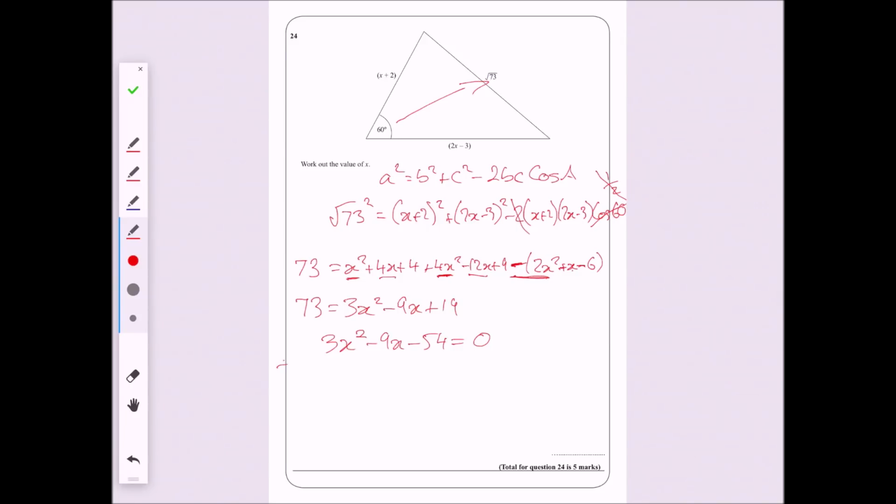Now, a little trick here is we can divide through by 3. These are all multiples of 3. So we'll get x squared minus 3x minus 18 is equal to 0. And that's factorisable, so that will go to x minus 6 and x plus 3, because minus 6 times 3 is minus 18 and gives us minus 3x's. So x is 6 or minus 3. Now, we can't have a negative length, so it can't be the minus 3, so it's going to be 6. And that's the end of the paper.